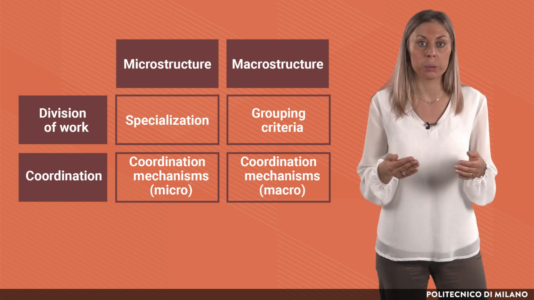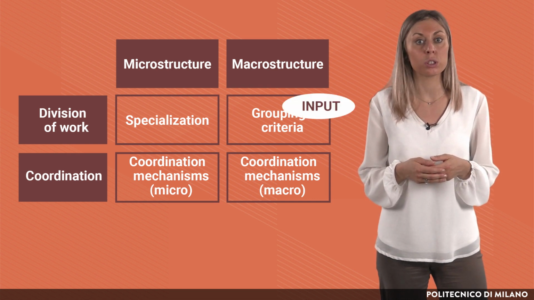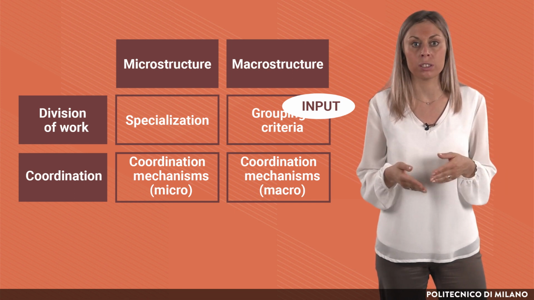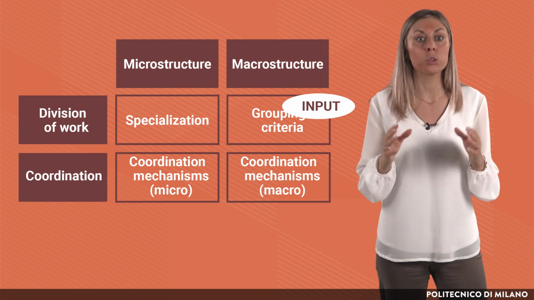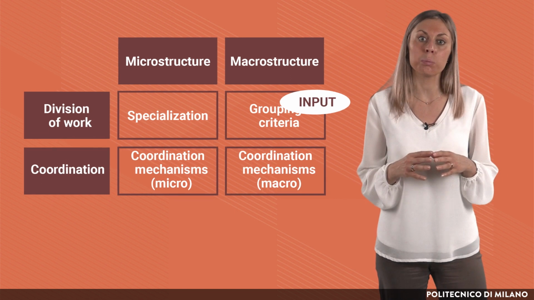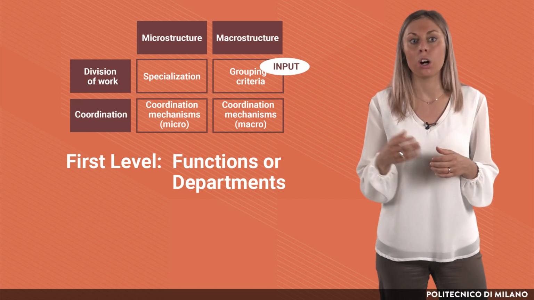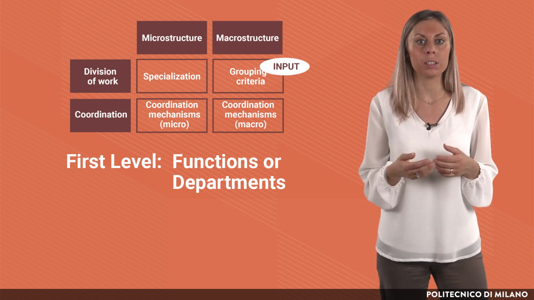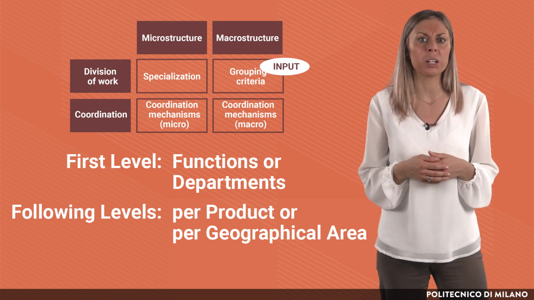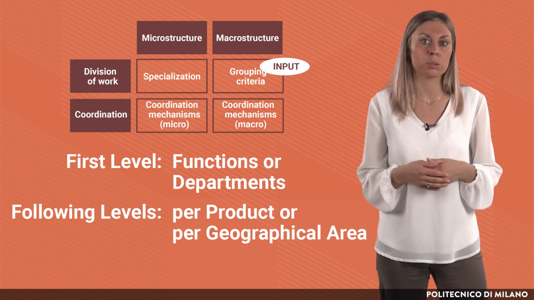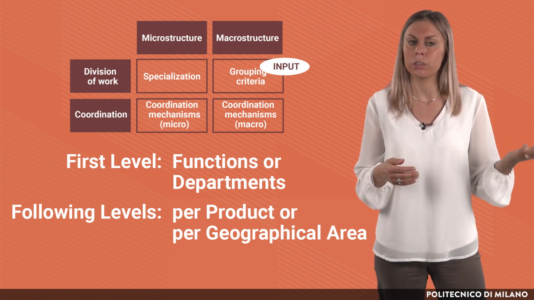In terms of grouping criteria, an input approach is preferred. Thereby, units at the first level of the organizational chart are identified grouping people that have similar competencies, and these are called functions or departments. On the contrary, the following levels might be still functional or could be arranged in other ways, such as per product or per geographical area.